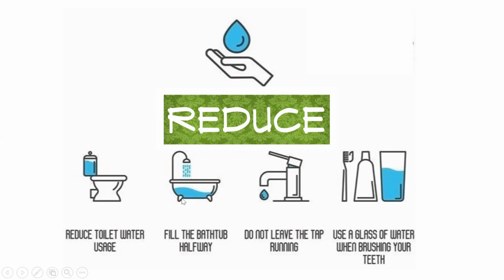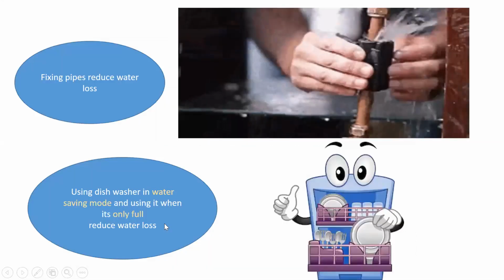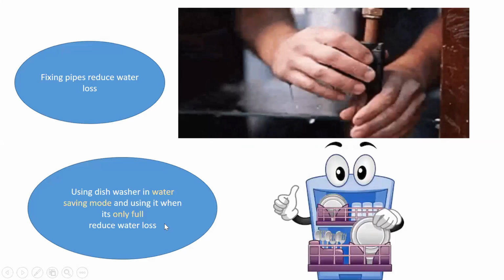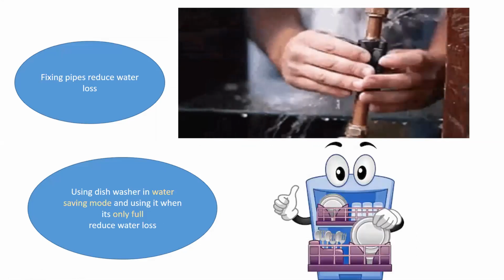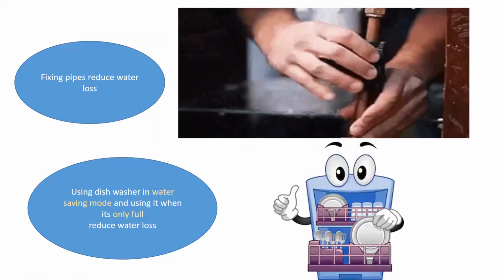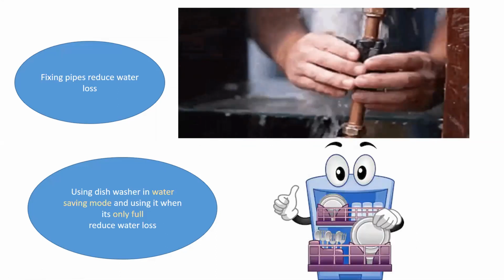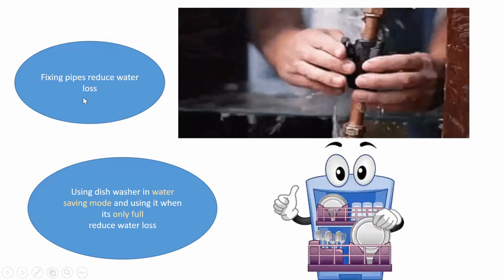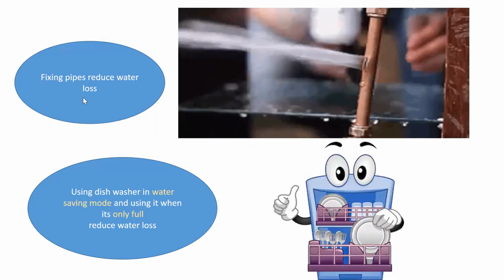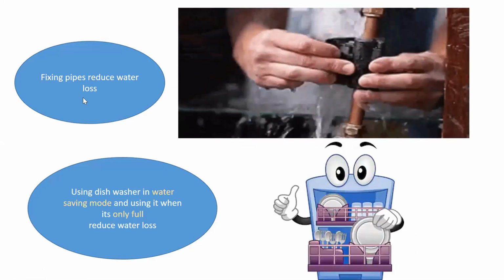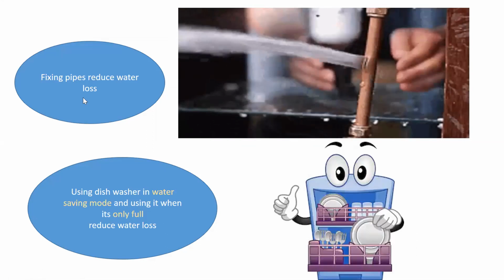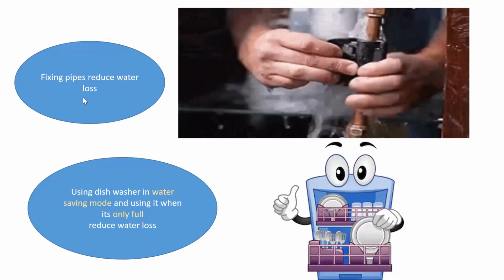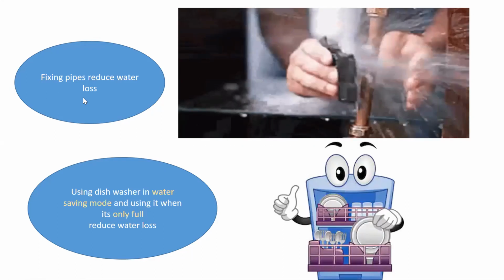Taking fewer showers or filling the bathtub halfway, and reducing toilet water usage. All of these are examples of reduce, which means using less. If there are any pipes that leak water, we have to fix them to reduce the usage of water. Washing machines and dishwashers must only be used when they are full to reduce water usage. Also, we use them in a water-saving mode.